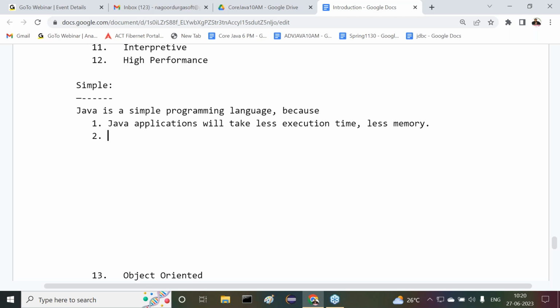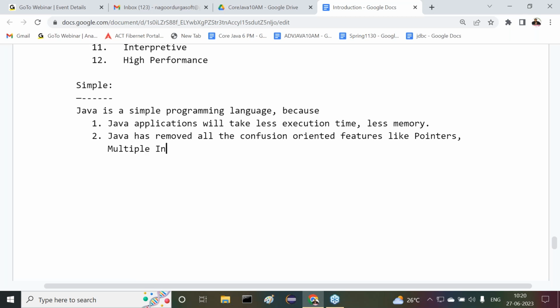Next, another point, observe carefully. Java has removed all the confusion oriented features. What are the confusion oriented features? Pointers. Next one is multiple inheritance and so on. If you have any others, these features are already removed. For what purpose? To make Java a simple programming language.